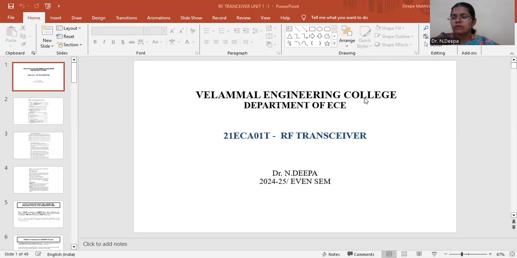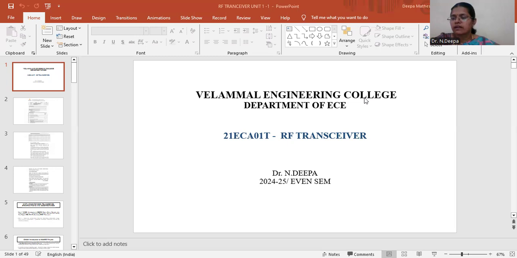So the RF applications include radio broadcasting, wireless communication, for example 5G, cell phones, Wi-Fi, Bluetooth, and RF remote control, RF remote sensing, and satellite navigation, and imaging also.